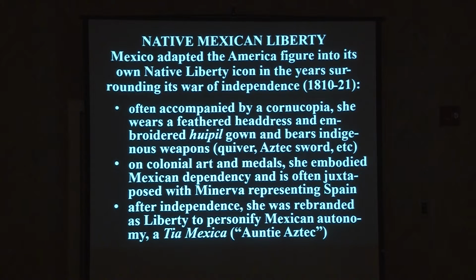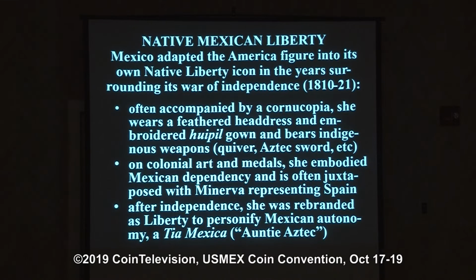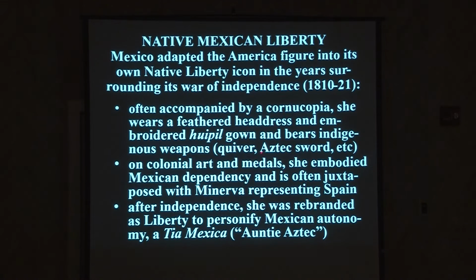So, native Mexican Liberty. Mexico adopted the American figure into its own native Liberty icon in the years surrounding its War of Independence, as you know, from 1810 to 21. She's often accompanied by a cornucopia, as we've seen. She wears a feathered headdress, an embroidered huipil gown. All right, that's a native Mexican, Central American gown, marking her not just as the Americas, but as Mexico. And she bears indigenous weapons, a quiver, Aztec sword, etc.